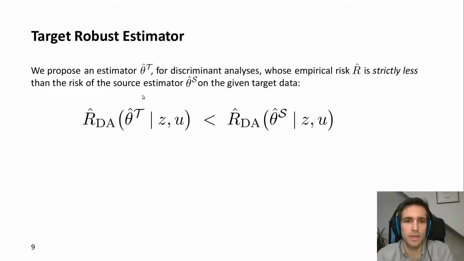So there's a lot in this statement. Let me just unpack it a bit. The hat here is the empirical risk, so specific to the discriminant analysis models. So that actually means the average negative log likelihood. Theta hat S is, we'll get to that in a minute, the estimates on the source data. Z are the target samples, and then U are the target labels. So what we're seeing here is the risk of the source estimates on the target data. And what we're saying is that we have found an estimator, which we're calling theta hat T, which will produce an empirical risk that is going to always be smaller than that of the source estimate. So we're always going to see an improvement over the initial source estimator.